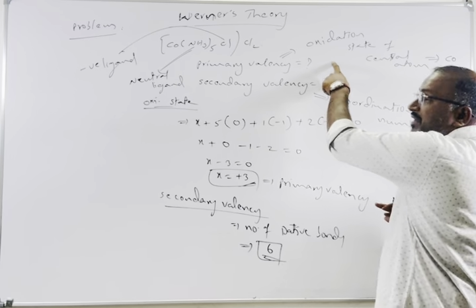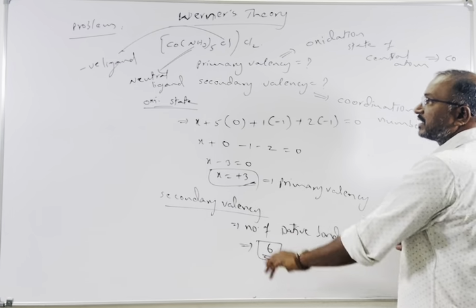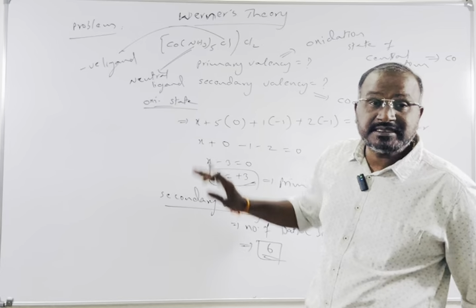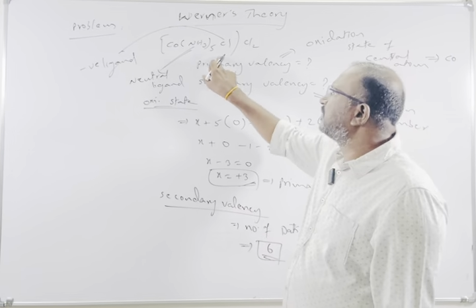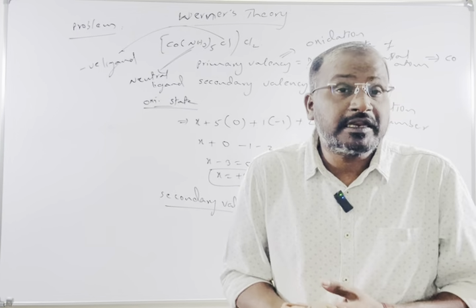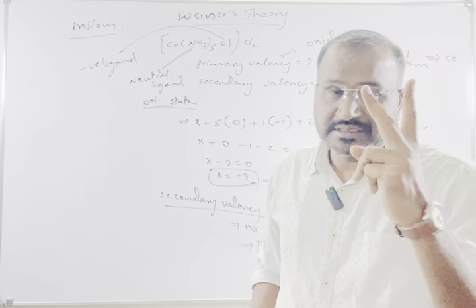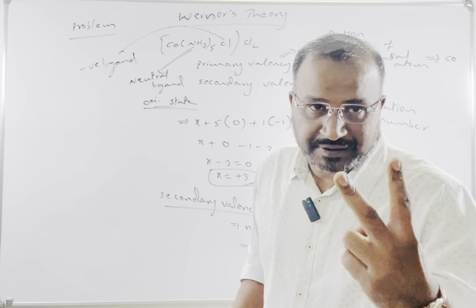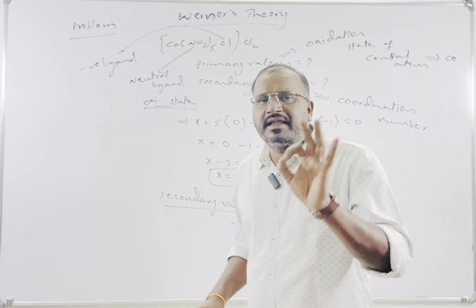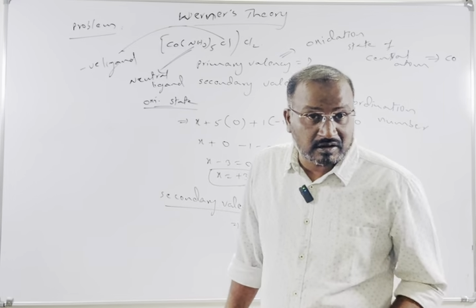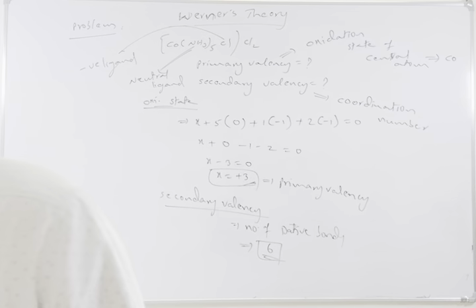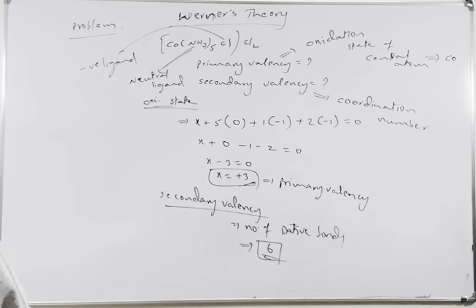Primary valency means determination of the oxidation state of the central atom. Secondary valency means how many ligands are present inside the coordination sphere, the coordination entity. And different types of ligands are there, that's why you can say it is a heteroleptic complex. Complexes are of two types: homoleptic and heteroleptic. If only one type of ligand is present in the complex, it is called homoleptic. If different types of ligands are present, it is heteroleptic. So here the coordination number is 6, so secondary valency is 6, primary valency is 3. Now let's go for one more question.